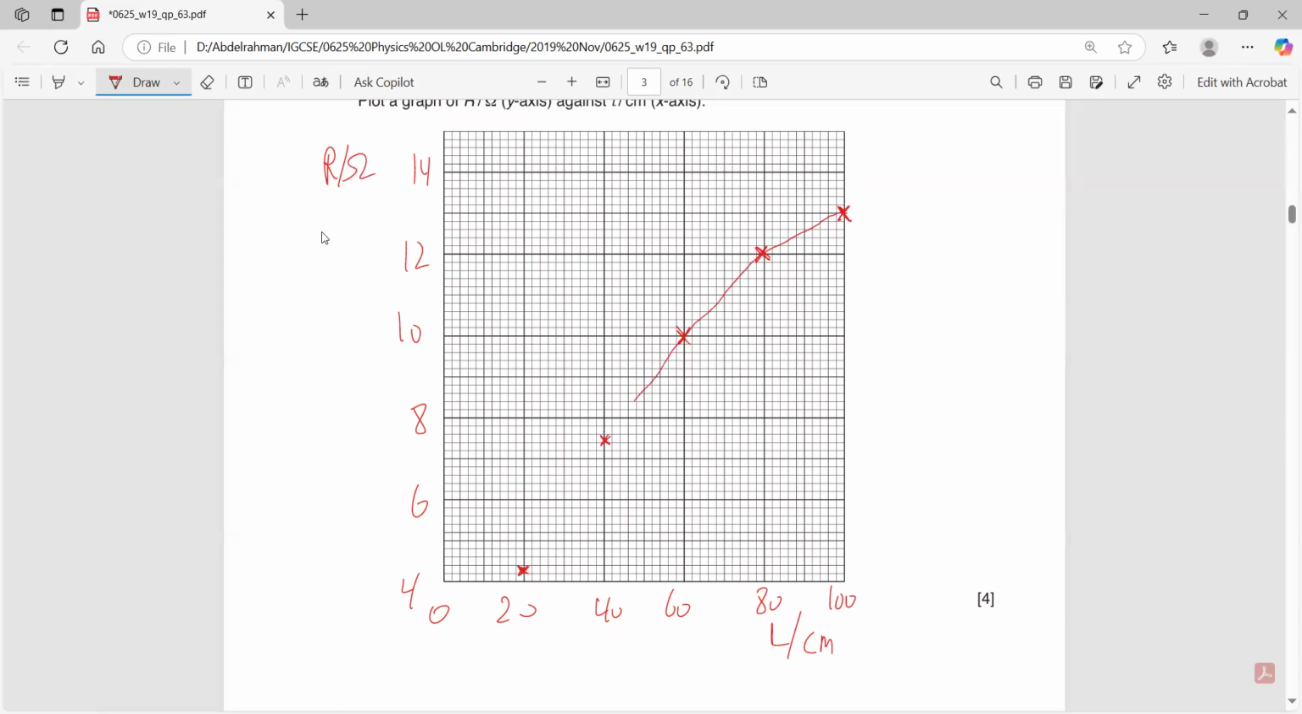Draw the curve using your hand. Do not use the ruler while drawing the curve. It's a smooth curve, just joining all of the points.